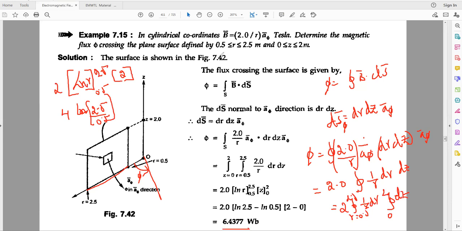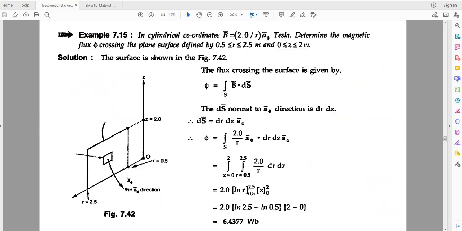Determine the magnetic flux phi crossing the plane surface defined by R and Z, we got phi is equal to 6.4377 Webers. Got it, my students? I want the Gauss law of magnetic field, phi is equal to B. B bar is in the phi direction, which means the surface integral is also in the phi direction.